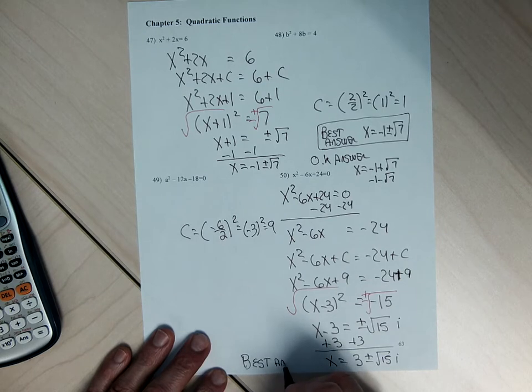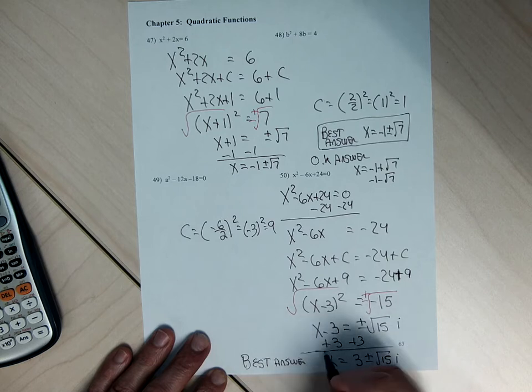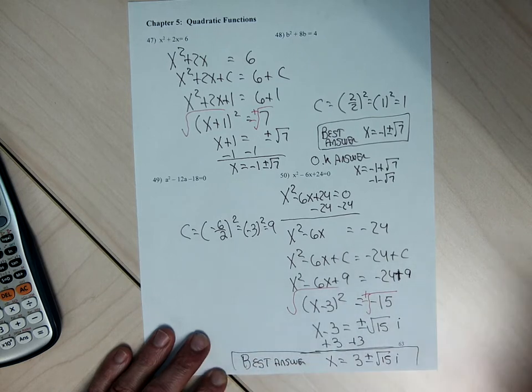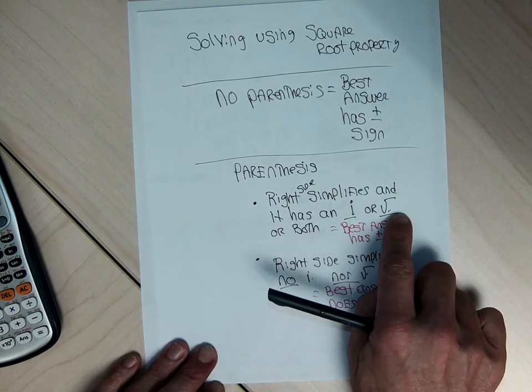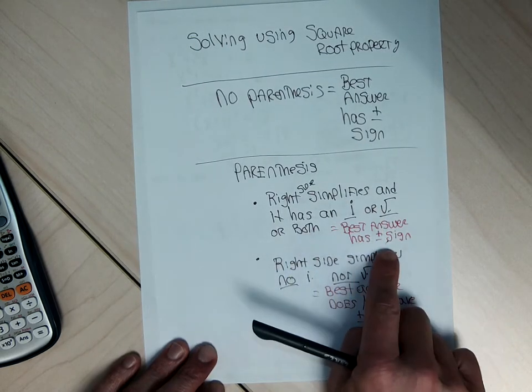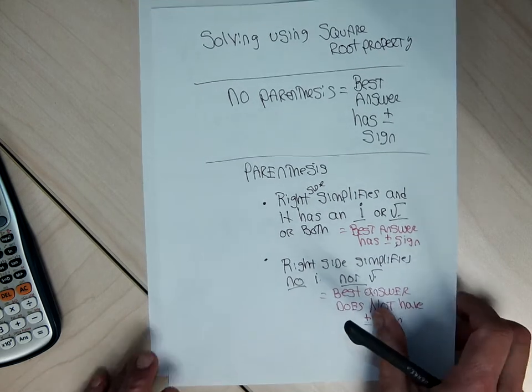If I separated the plus and the minus into two separate answers, they can't be combined. In the world of these square root problems, if the right side has a square root or an i, or both a square root and an i, the best answer has a plus or minus sign.